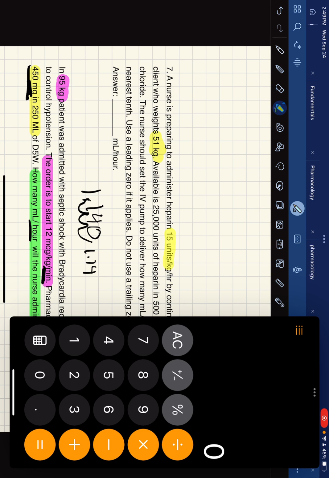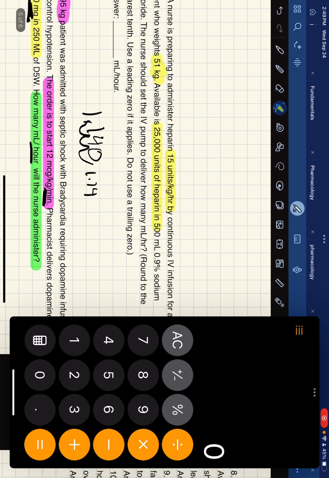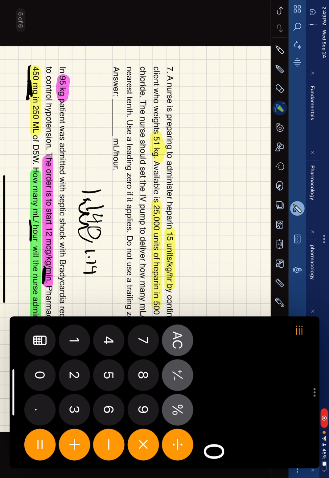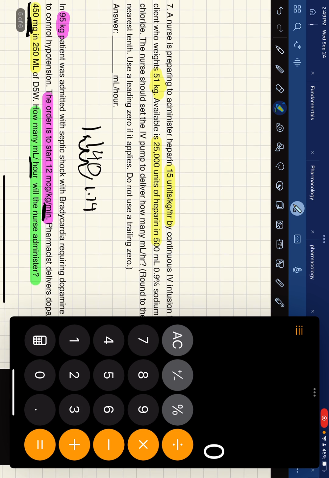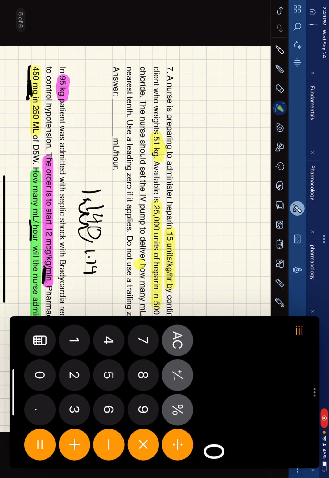15 units per kilogram per hour. And then available is 25,000 units of heparin in 500 ml. And then that's already set, and it's asking for how many mL we're going to give. All right, so first off, patient weighs 51 kilograms, and we're going to multiply it by the 15 units that the doctor ordered. All right, it's already in hours, as you can see.